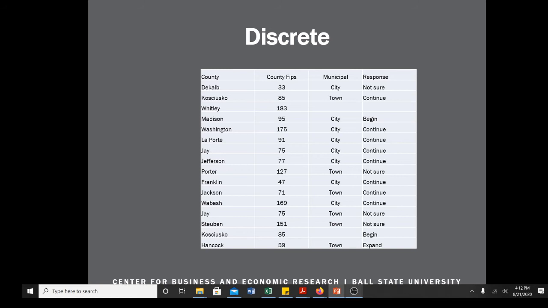So a discrete variable in this instance doesn't tell us anything about what these mean. And these were responses to a question that asked, are you going to continue to work from home? And some hadn't started, some weren't sure, some were going to continue. Some were going to expand it. There were some other answers there. Those are discrete variables.